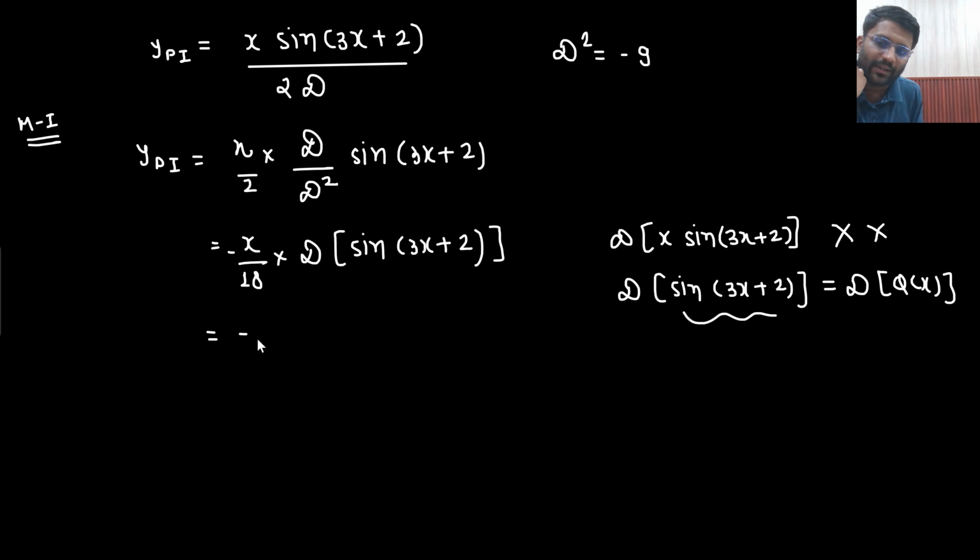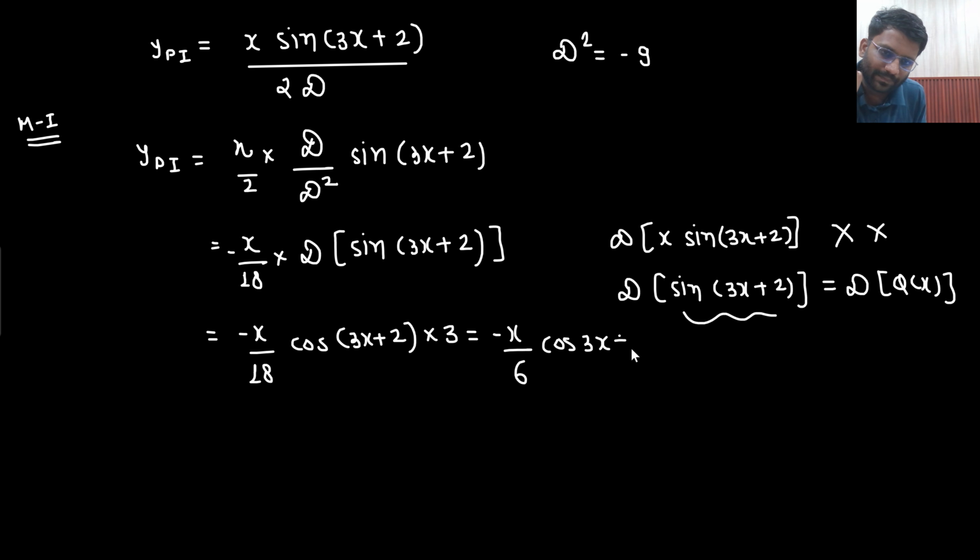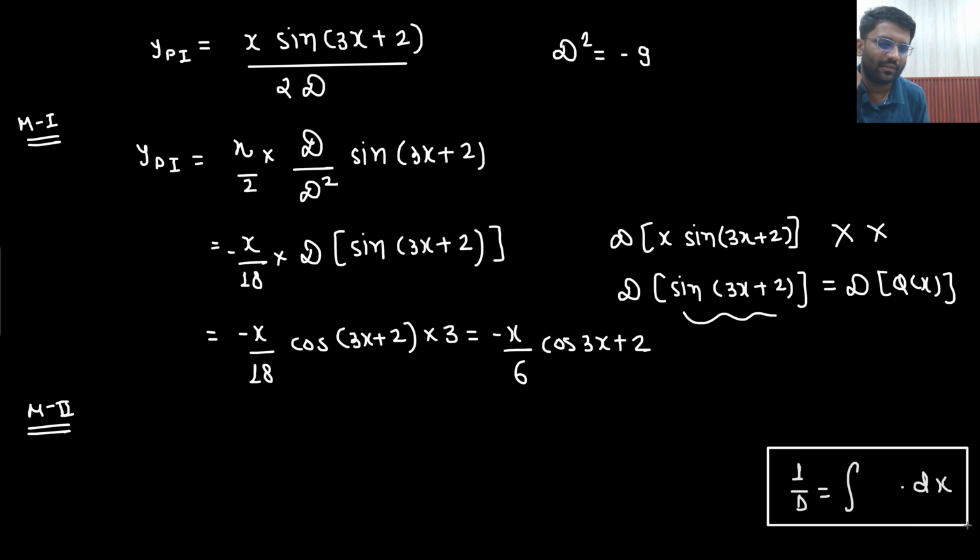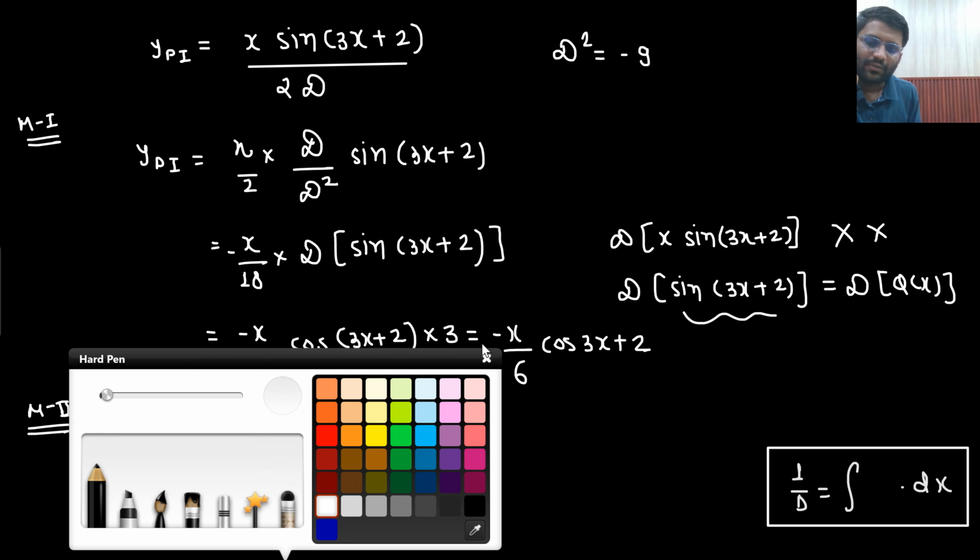So now what answer will you be getting? Minus x by 18. What is the differentiation of sine? That will be cos 3x plus 2 multiplied with 3. So what is the answer you are getting? Minus x by 6 cos 3x plus 2. That's method 1. What could be method 2? Sir, I already know the meaning of 1 by D is nothing but integral. So ypi.